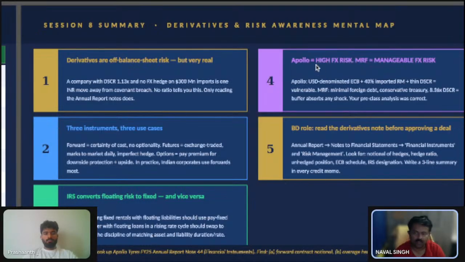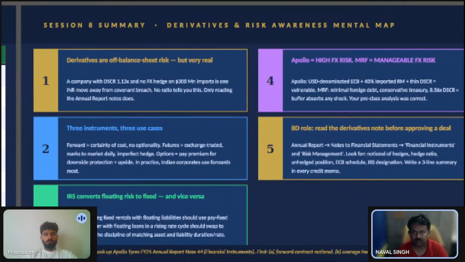Then Apollo has high risk. MRF doesn't need money, so it's manageable risk. Finally, the role here, as you focus in BD, is to read the derivative notes before approving a deal. You need to look for notional values of hedges, hedge ratio. A lot of BD people will not do this. BD people will send this to the back office teams, and the back office team will take a lot of time to approve and send you some notes before they give you the go-ahead. This is called due diligence or risk management. But it's good if even a BD person understands the basics of how this works, right?